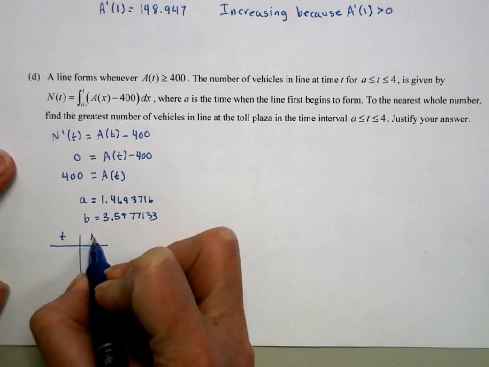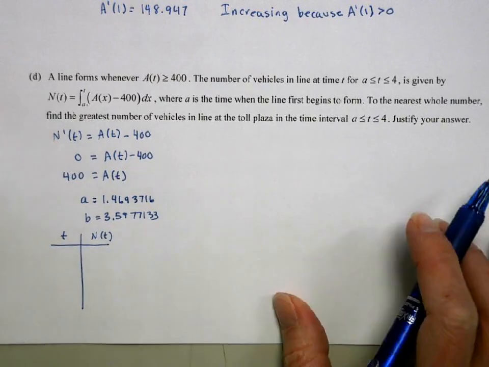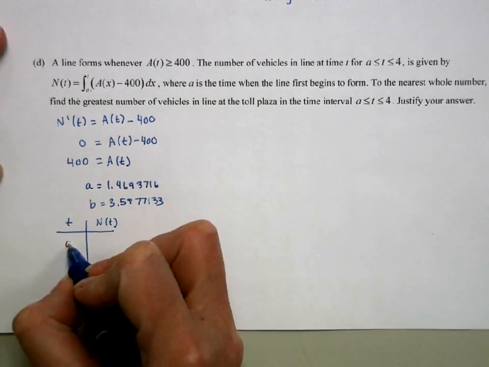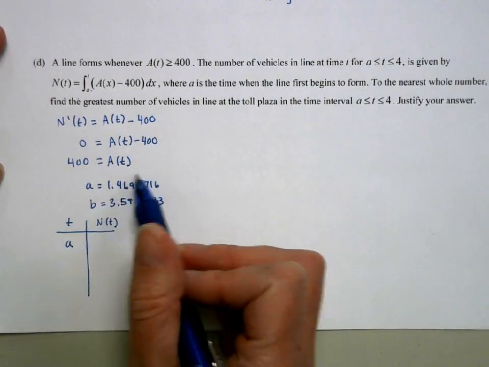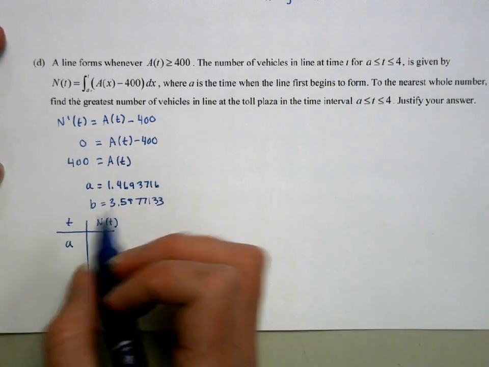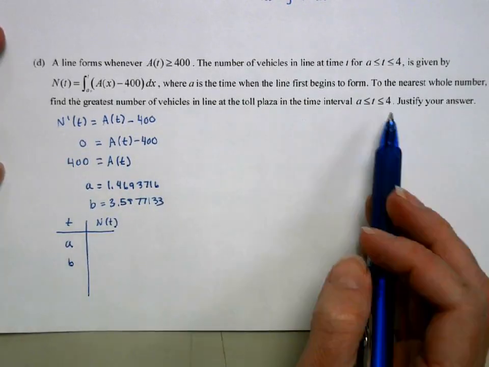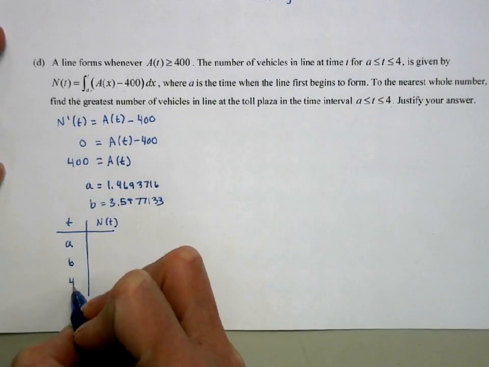Okay, to get to my candidates. So my first candidate is A, and you can write the whole thing, but since I've identified what A is, we can just leave it. I want A, B, which is a critical value, and 4, which is an endpoint. And what we're going to do is plug it into this equation here.